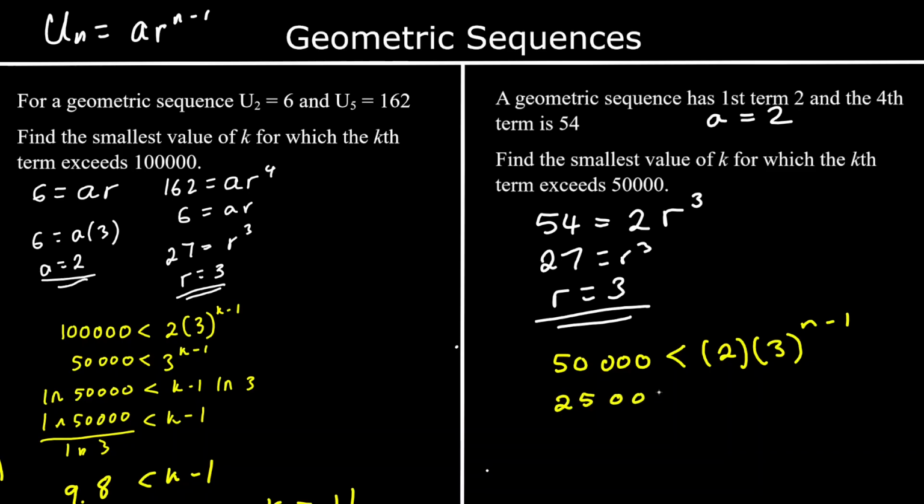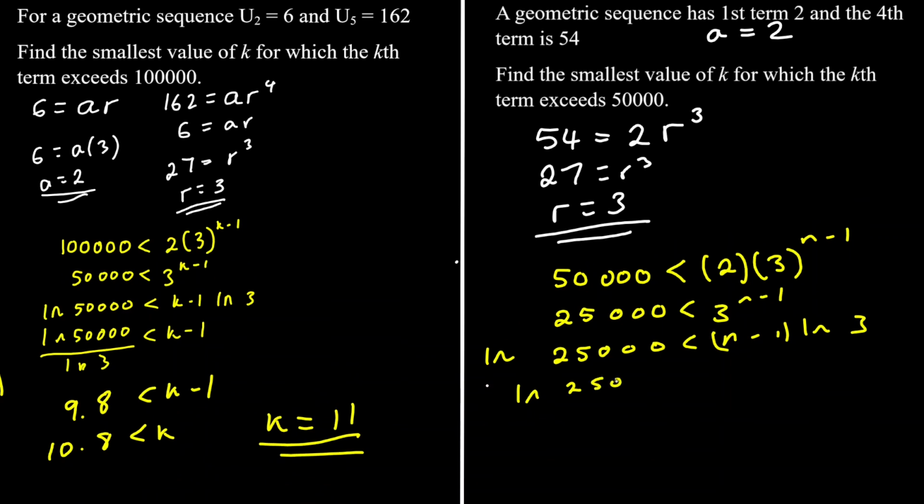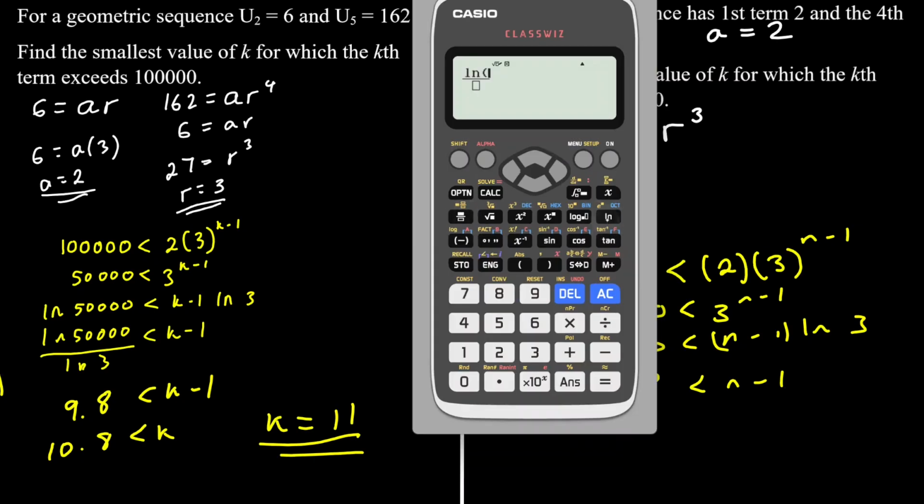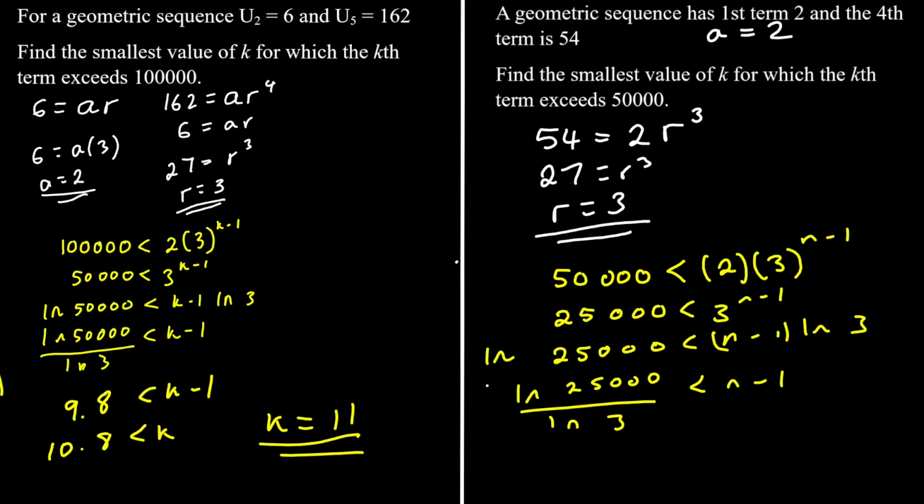So half both sides, and then log both sides. So n minus 1 jumps to the front. We've got log 3. Divide both sides by log 3. So log 25,000 over log 3 is 9.2. So add 1 to both sides. So n is bigger than 10.2.